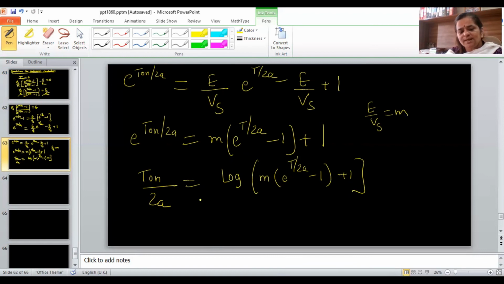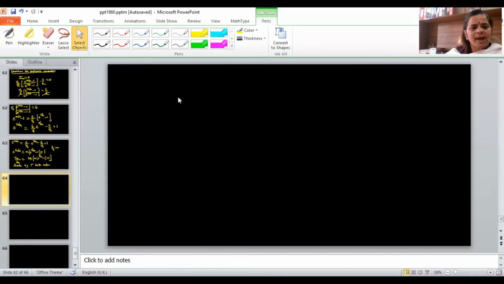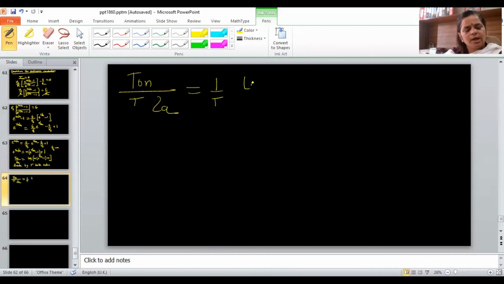So this side and this side I can divide by T. So divide by T on both sides. So what am I going to get? Your expression is α T by T τ, that is equal to 1 by T log m e to the power T by τ minus 1 plus 1.